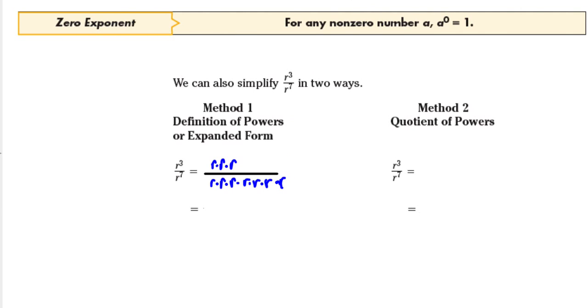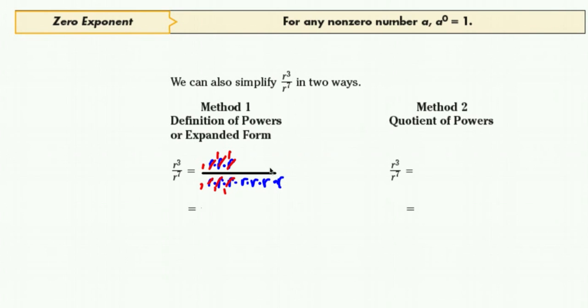Okay, and we simply cancel out the common factors, the common r's. That's 1. Cancel that r, 1, 1. This r cancels out as well, 1, 1. So what we have left is 1 times 1 times 1, which is 1, over r times r times r times r, which is r to the 4th power. So this is equal to 1 over r to the 4th power.